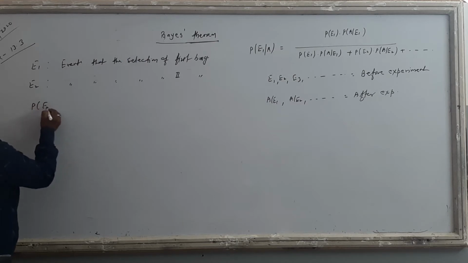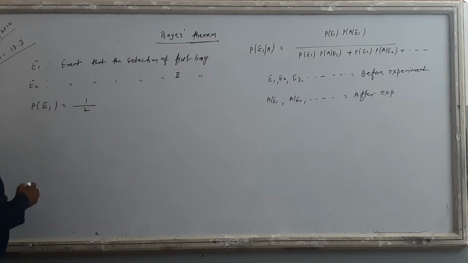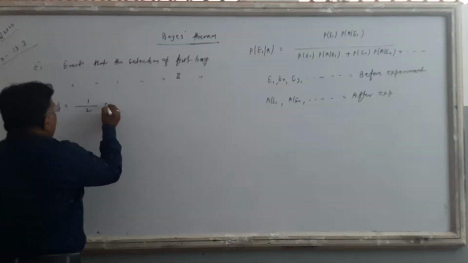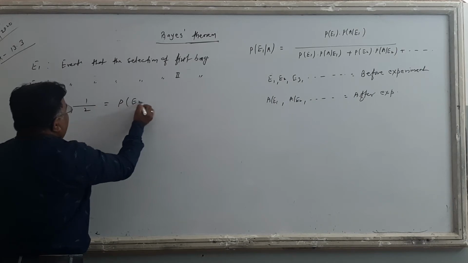Now find the probability of E1 and E2. There are 2 bags in total, and selecting the first bag is only 1 way, so it is 1 by 2, and P of E2 is also the same.